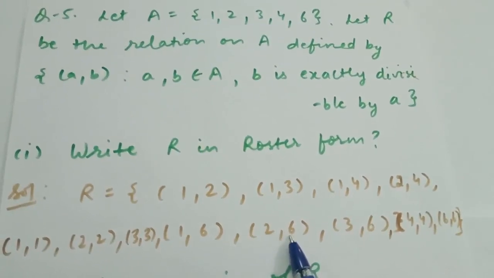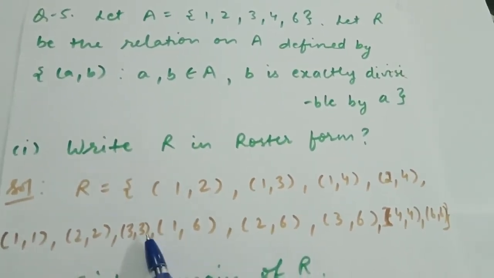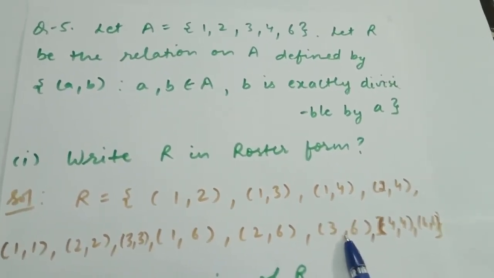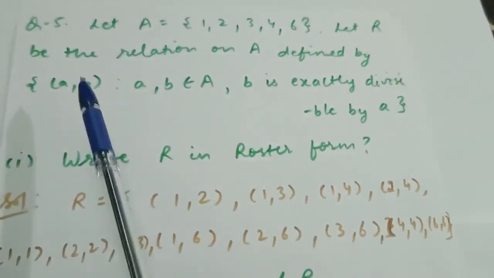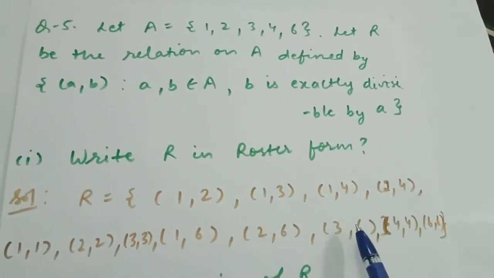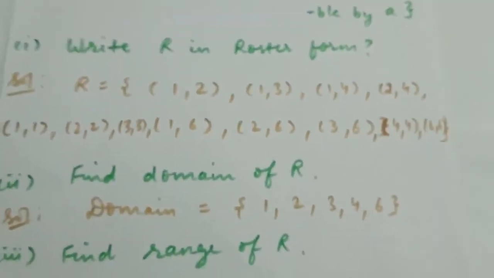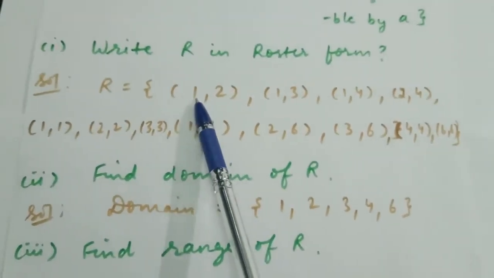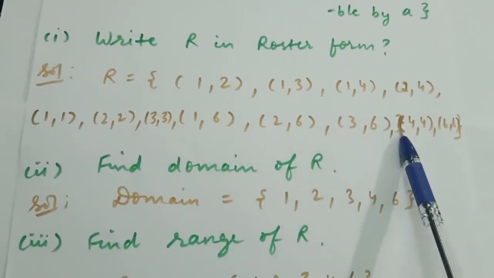Then next, if we take a as 3, so 3 divides 3 and 3 divides 6. Then if we take a as 4, then 4 divides 4. And when we will take a as 6, then 6 divides 6. So these are the elements of the set R. Now the next is find the domain of R. So we know the domain of the relation is the first element of the ordered pairs. So 1, 2 will also be there, 3 will be there, 4 and 6.